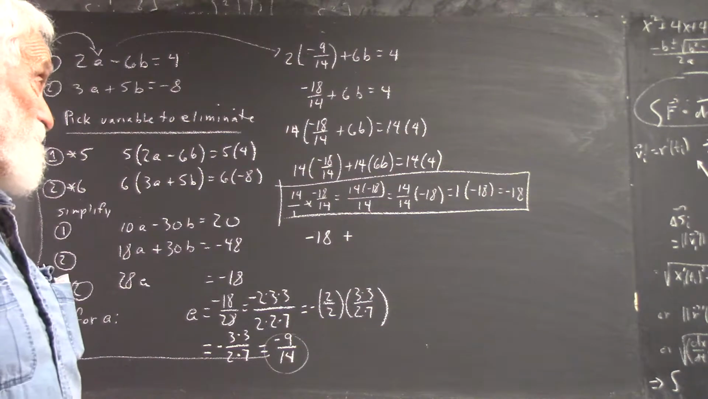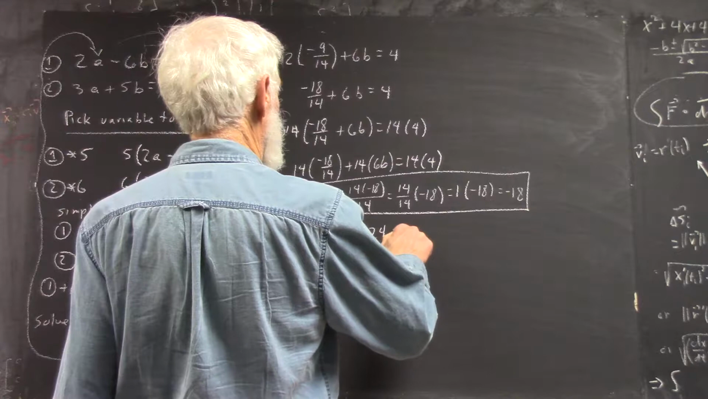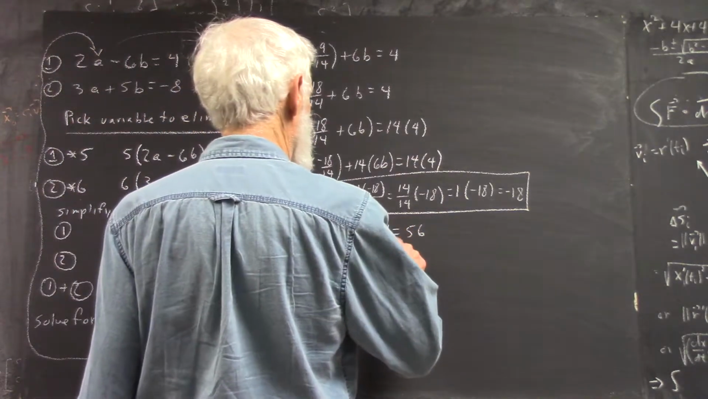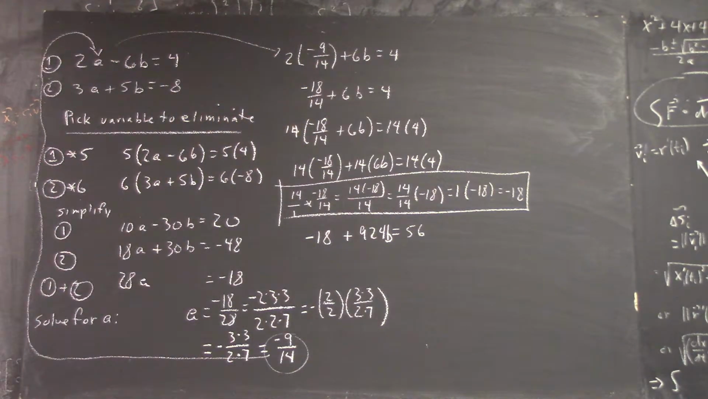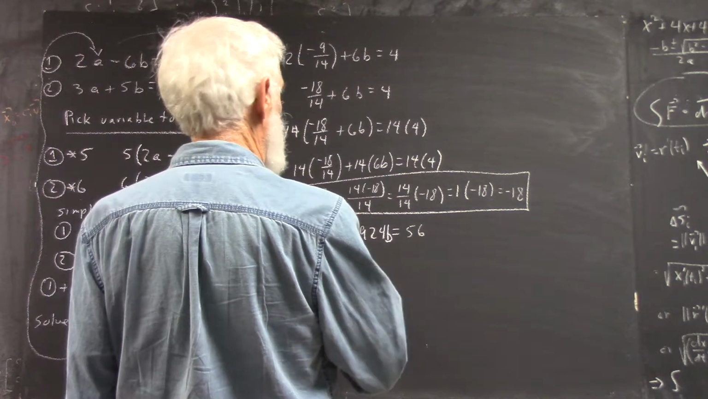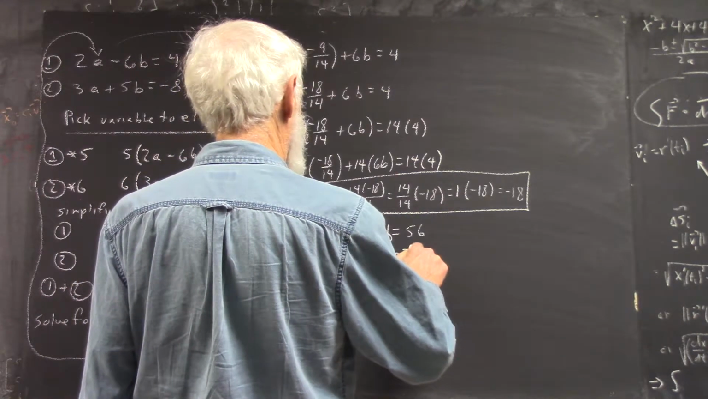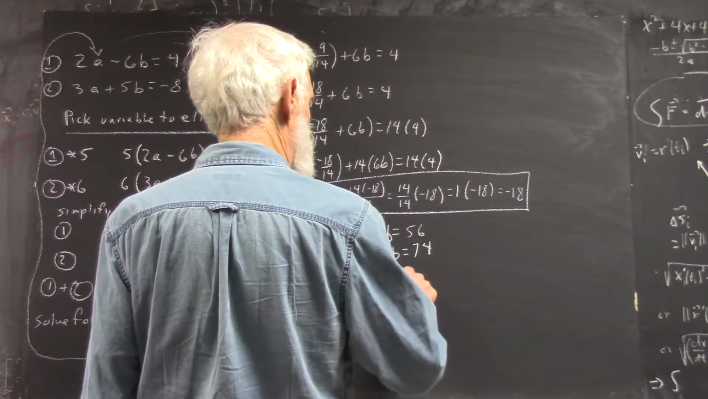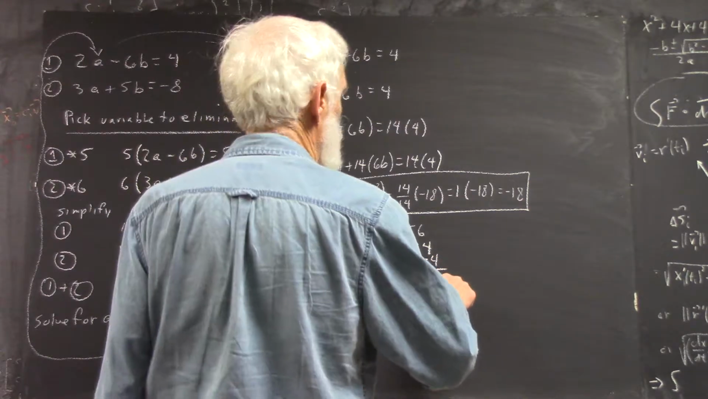Must be 840 plus 84, which is 924, but don't necessarily believe me. And that's 924b. Well, numbers are getting out of hand, but so be it. Okay? So we solve that. We add 18 to both sides. We get 924b equals 74. So that b equals 74 over 924.